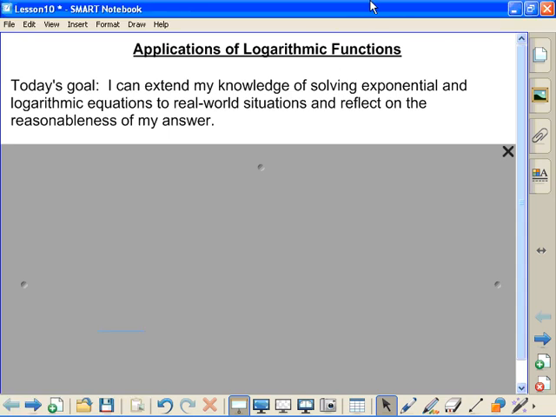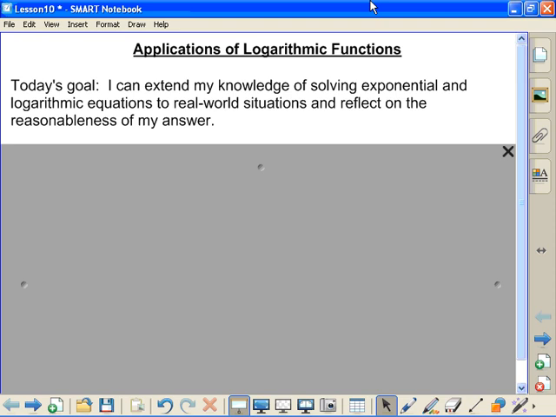Okay, welcome back. Today's lesson number 10, we're looking at application of logarithmic functions. So what's the goal today? I want you to be able to take everything we've learned before, so that would include properties of logarithms and using and solving logarithms, and apply it to the real world application questions.